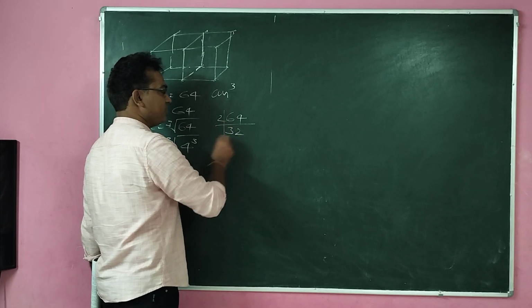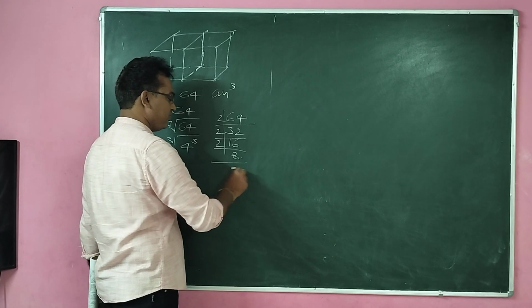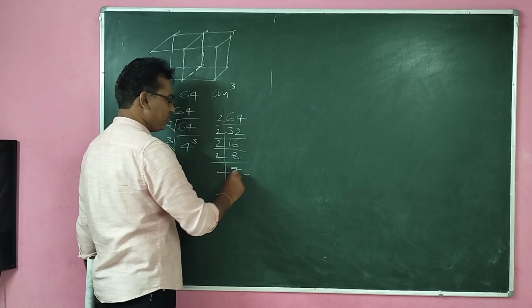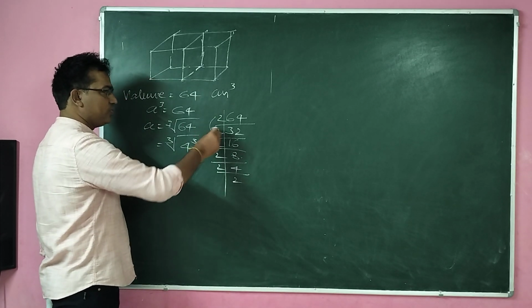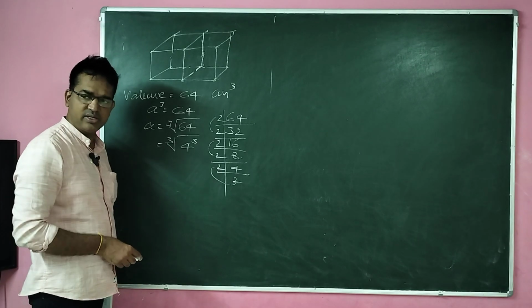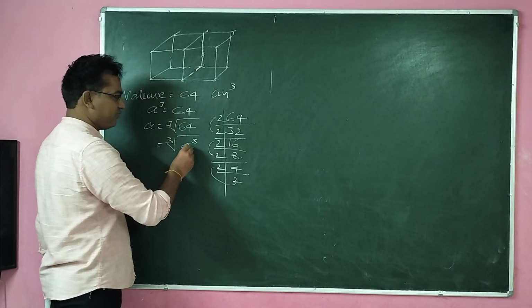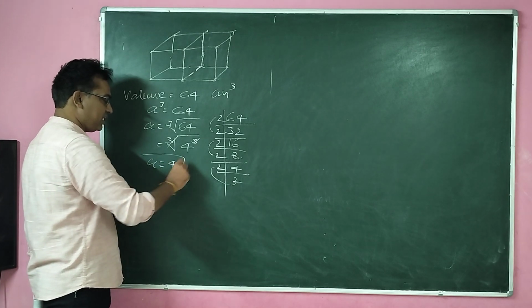2 threes are 6, 2 twos are 4, 2 sixteens are 32, 2 eights are 16, 2 fours are 8, 2 twos are 4, 2 twos are 2. Now you pair it. 2 twos are 4, 2 twos are 4, 2 twos are 4. 4 how many times? 3 times. 4 cube. So the cube root cancels. What is the answer? 4. So A equals 4.